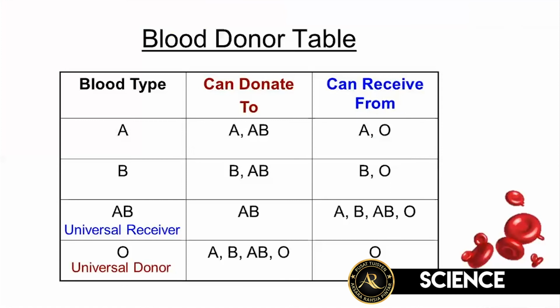For the universal donor, why do we call it the universal donor? Because this type of person, blood group O, can donate to anyone. But as good as it seems, while they can donate to people, they can only receive from blood group O, which is a bit sad.